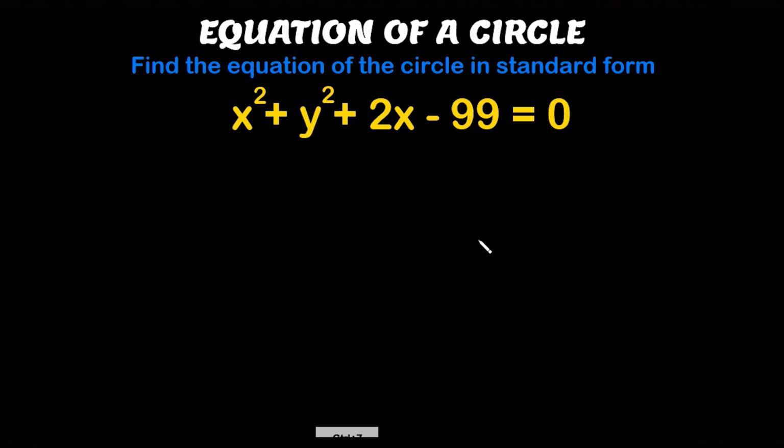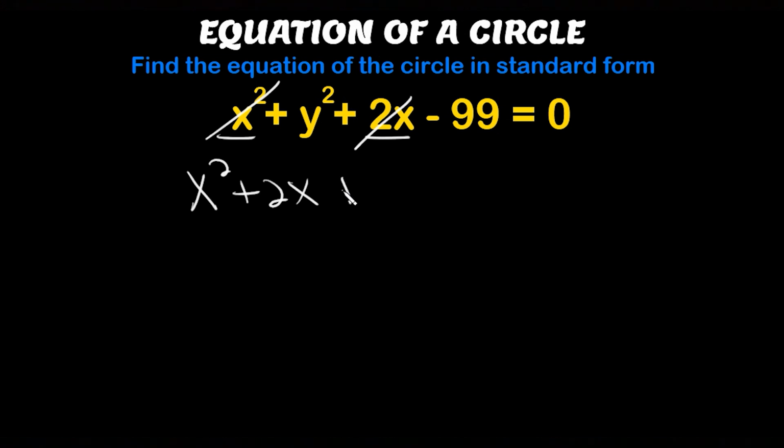Looking at all of my x terms, I have that here, and I have that here. So I'm going to group those together. I'm going to write it as x squared plus 2x. I'm going to cross them out so I know I used them. And now I'm going to group together my y terms. Well, I only have a y squared, so I'm going to write plus y squared. And then this negative 99, that's our constant. We want to move it over to the right-hand side, equal to 99.